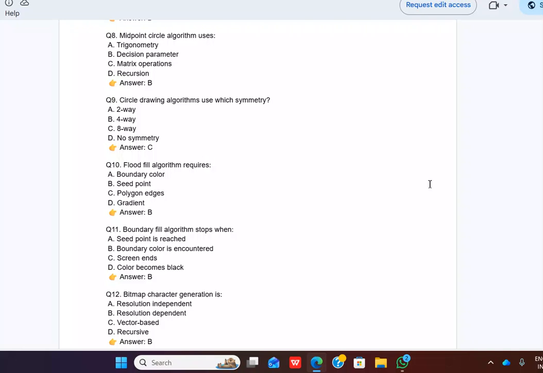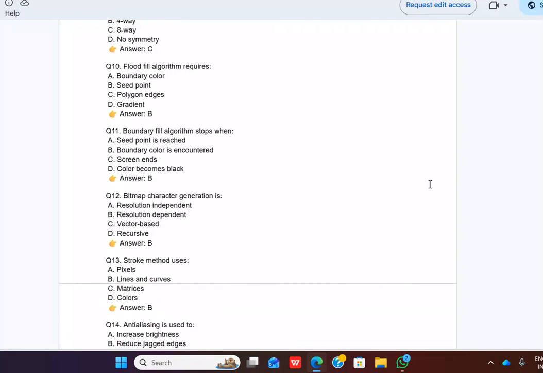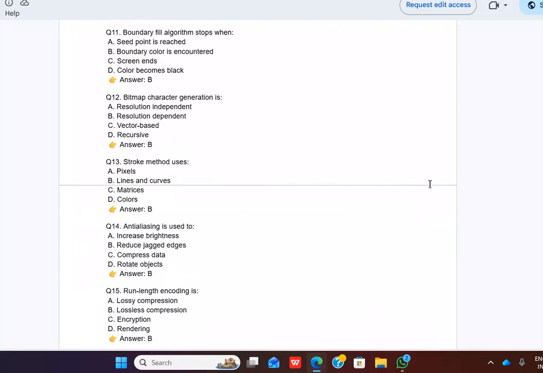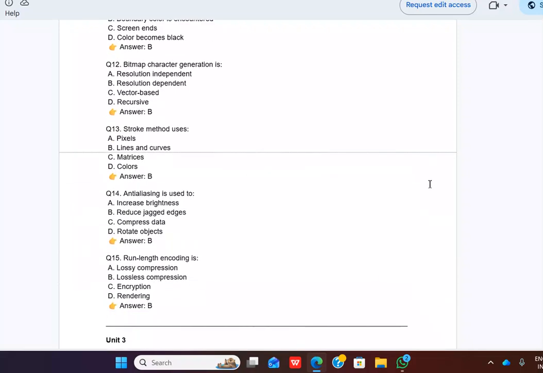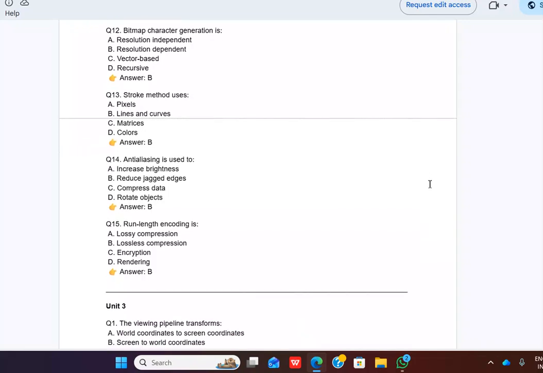Bitmap character generation is resolution dependent. Stroke method uses lines and curves. Anti-aliasing is used to reduce jagged edges. Run length encoding is B, lossless compression.